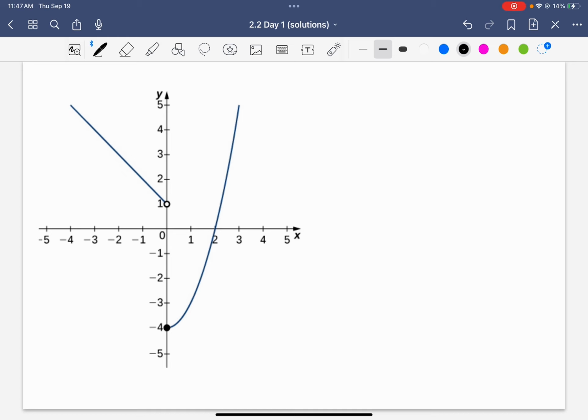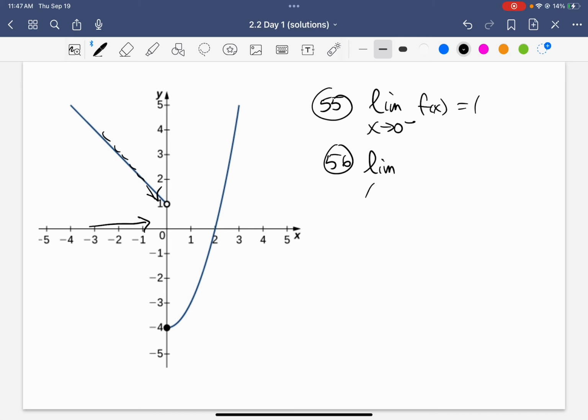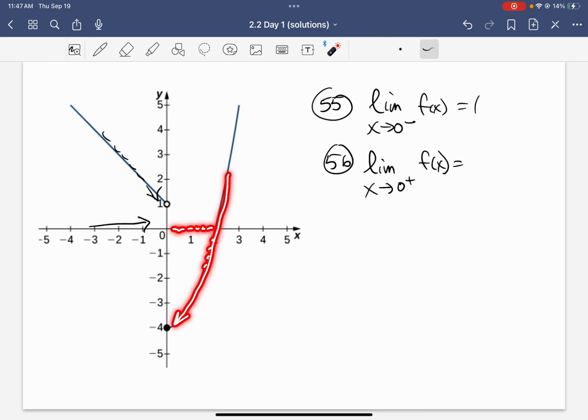Now I'm going on to 55. 55 says, what is the limit as x goes to 0 from the left? As you come in with inputs from the left, it looks like the outputs get closer and closer to 1. And 56 says, as the inputs walk in from the right, does the function tend towards something? Yes, as you walk in from the right with inputs, the outputs get closer and closer to -4.